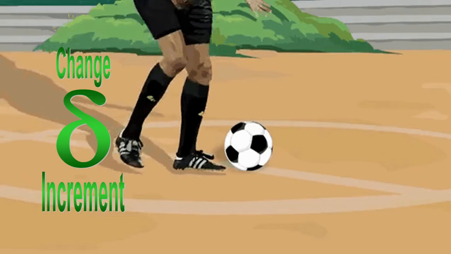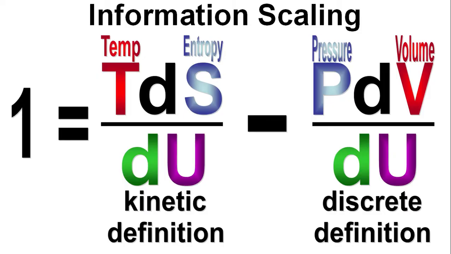Every active transfer of value is a combination of linear and angular values, making this increment complex. Kinetic and discrete definitions depend on the complex input. I color-coded D so you can see it does different things.